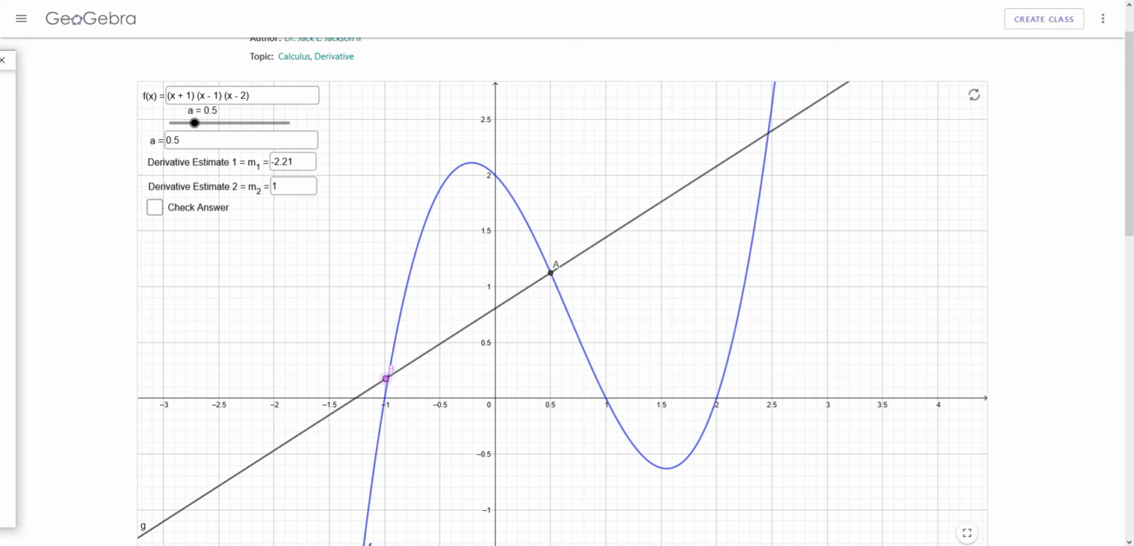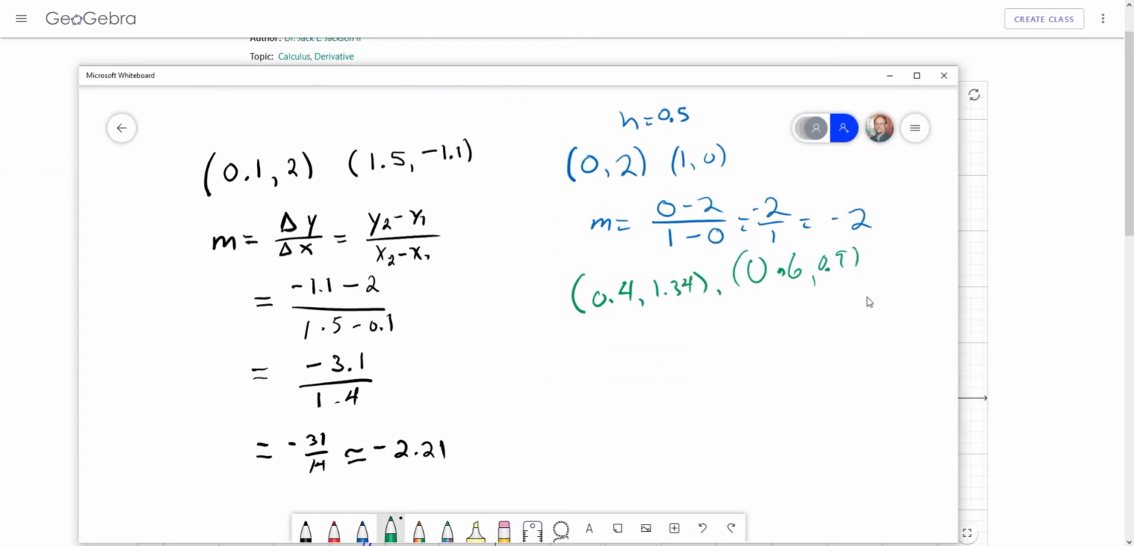Let's see, what was that? That was the point 0.4, and then 1.34 for y. And then going the same amount to the right would put us on this little bitty grid line, and that's 0.6 for the x, and the y looks like about 0.9. Okay, so that gives us those two points, and that's when h is 0.1.